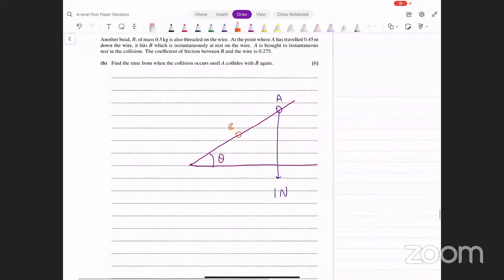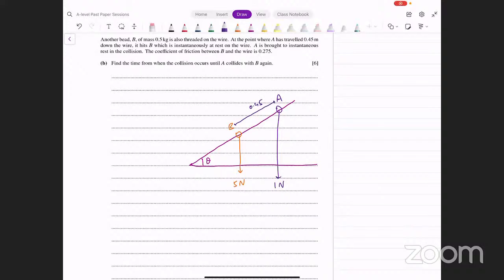It has mass 0.5 kilograms. तो इसका weight कितना होगा? इसका weight होगा हमारे पास 5 Newton. ठीक है? Weight of the other bead is 5 Newton. Okay. At the point where A has traveled 0.45 meters down the wire, it hits B, which is instantaneously at rest on the wire. A नीचे move कर रहा था, remember? इसने 0.45 meters नीचे move किया. जब वो यहाँ पे move किया, B was basically stationary at that point, और उसने जाके B को hit किया.